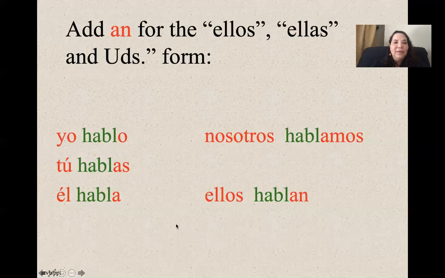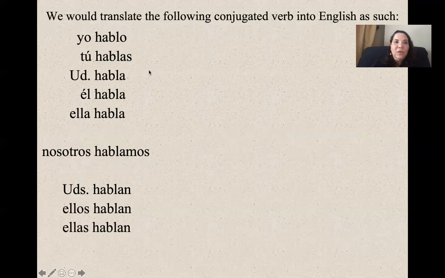Any questions? This could be a little confusing because you have new forms here. You have the word conjugation, you have the word stem, you have the word ending. So those are new to you. So we would translate the following conjugated verb into English.